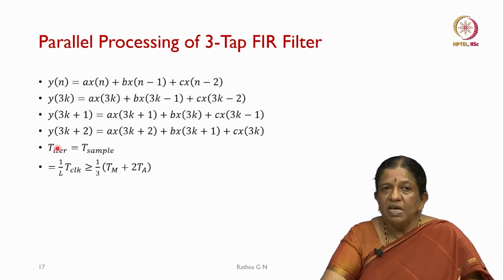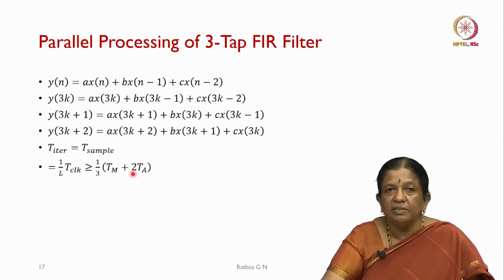Then what happens? We call the time taken for an iteration the sample time, T sample. Here in this case it becomes 1 by L into T clock, which is greater than or equal to, because the number of parallel sections I have assumed is 3, 1 by 3 into 1 multiplier plus 2 adders, because I have not put any pipelining here. So, the adder delay is going to be 2 units in this case.